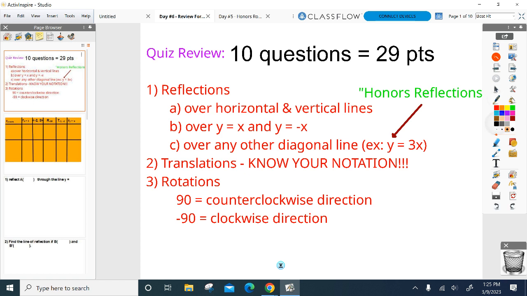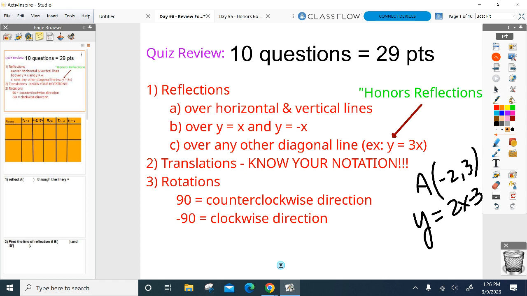So for instance, point A is negative 2, 3. I would like you to reflect that over y equals 2x minus 3. What's A prime? You go to your graphing calculator, put both in, find the point of intersection, and go from there.